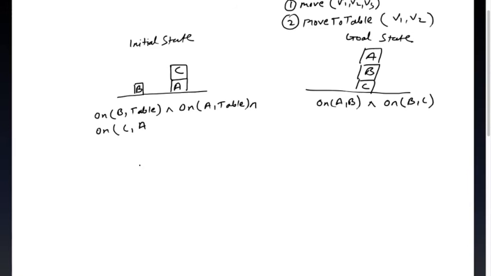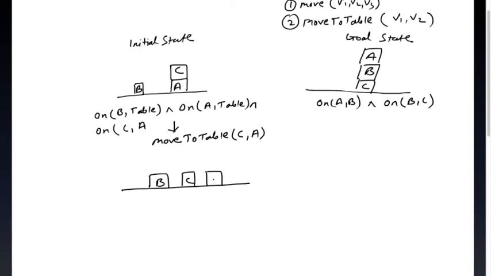So the first action that I'll perform from here is move to table, which we have to move to table C, which is already there on A. So what is my state after this? After this, my state will be like this. There will be B, there will be C, there will be A. So I think this part you understood, right?